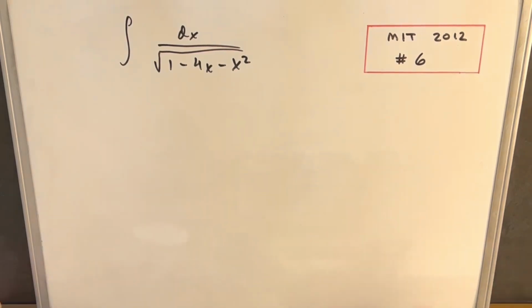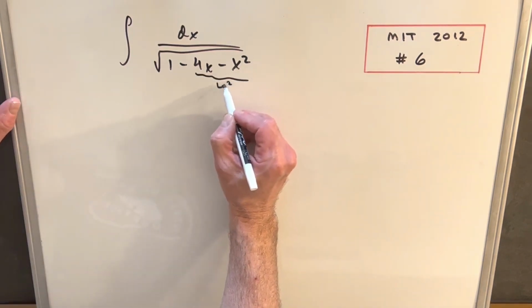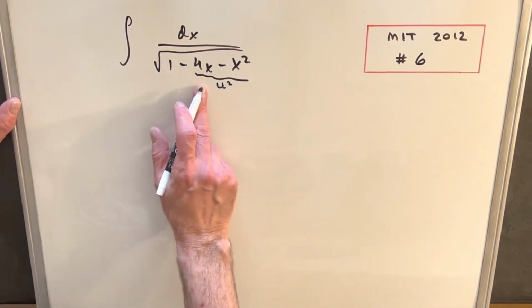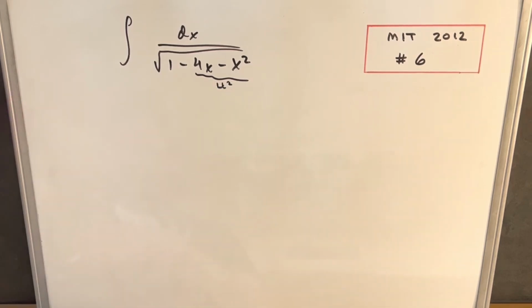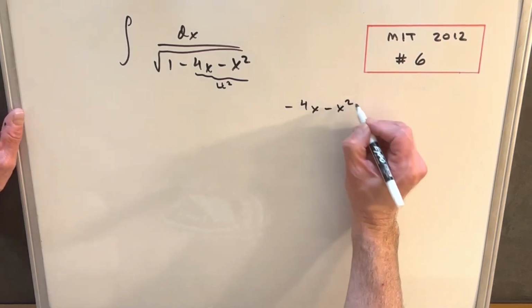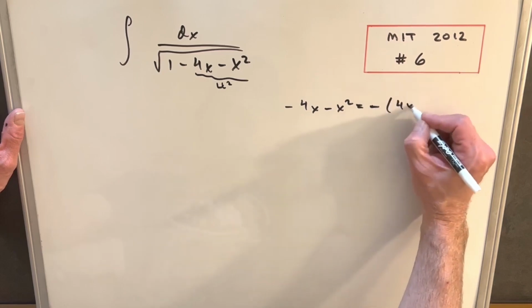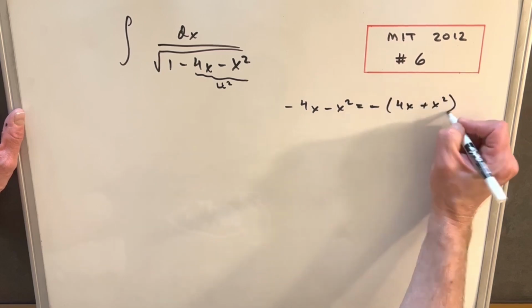I think what we want to do is just factor the denominator here and then try to use a trig substitution. If I could get this to look like u squared right here, then we'd have 1 minus u squared, and we could do a trig substitution for sine. So I'll focus on this minus 4x minus x squared part, and I can factor a minus out of that. So we'll write this as minus, 4x plus x squared.